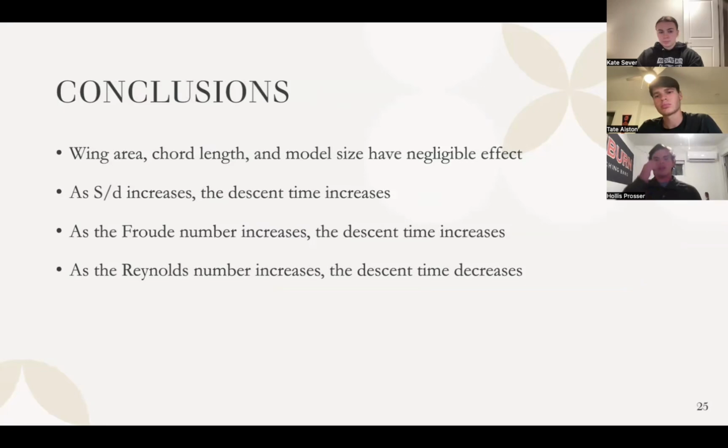So wing area, chord length, and model size have negligible effect. But as the span diameter ratio increases, so too does the descent time. And as the Froude and Reynolds numbers both increase, Froude's number will increase the descent time, and Reynolds' number will decrease the descent time.